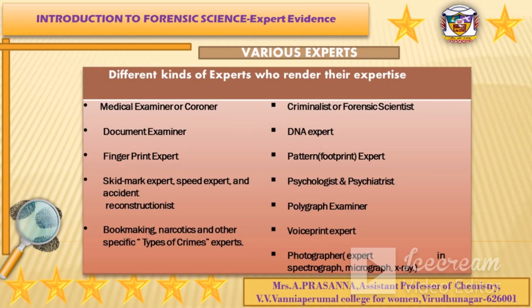There are various experts in forensic science. Different kinds of experts render their service. They are as follows: medical examiner, document examiner, fingerprint expert, skid mark expert, speed expert, and accident reconstructionist, bookmaking, narcotics, and other specific types of crimes experts, criminalist or forensic scientist, DNA expert, pattern expert, psychologist, psychiatrist, polygraph examiner, voice print expert, photographer. So it's a vast field. Depending upon the expertise, different experts are there.